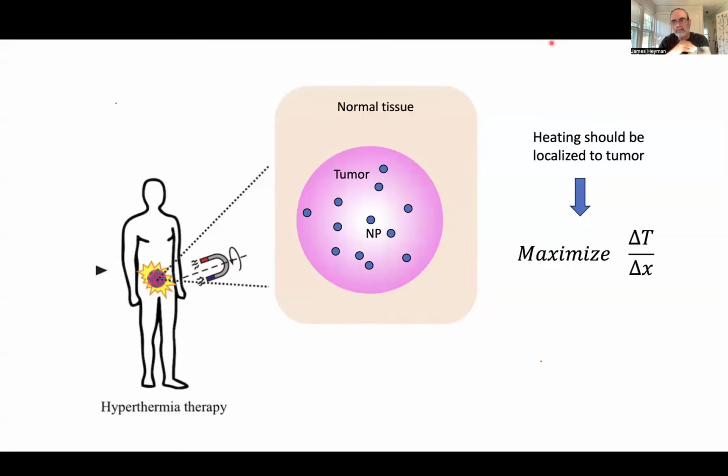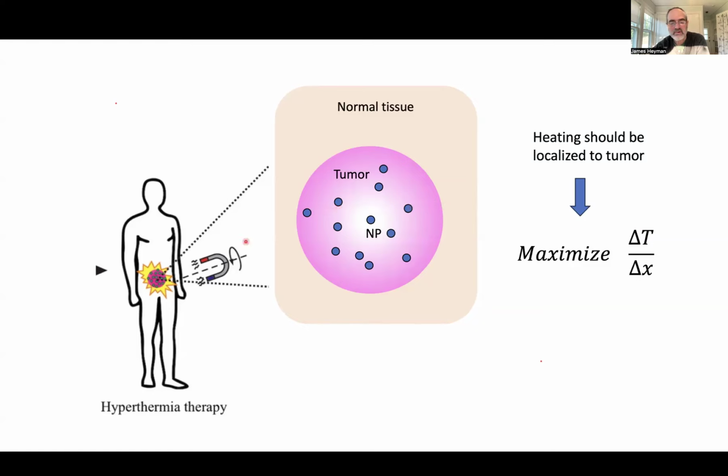Okay, here let's look closely at one aspect of thermal therapy. In thermal therapy, we're heating up these nanoparticles in an effort to heat up a tumor that's embedded in normal tissue. And we want to confine the heating as much as possible to the tumor. So we want the tumor to be hot and the surrounding tissue to be cooler. And that means we want to maximize the delta T over delta X. That is, we want to maximize how fast the temperature changes from hot to cool as we move away from the nanoparticle. All right?